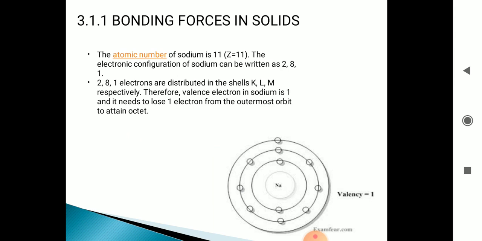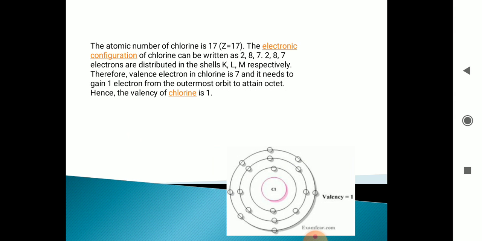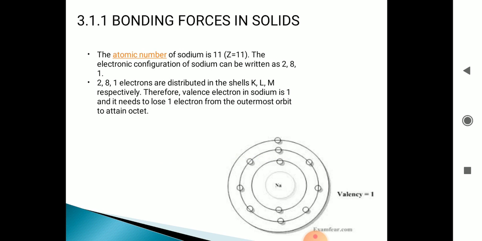If you see this electron distribution, in the case of sodium the outermost orbit has 1 electron, and in the case of chlorine the outermost orbit has 7 electrons. If you refer to the second point, the valence electron in sodium is 1, and it needs to lose 1 electron from the outermost orbit to attain an octet.